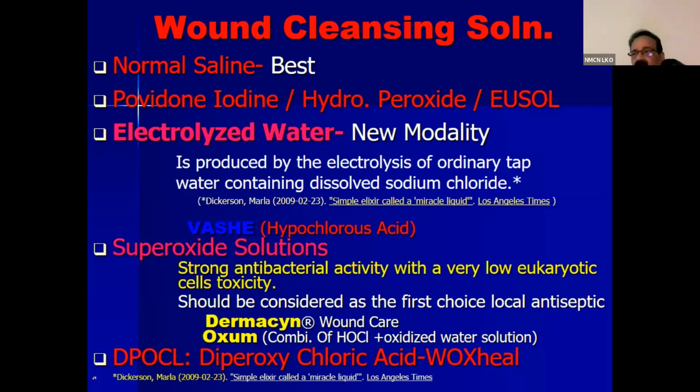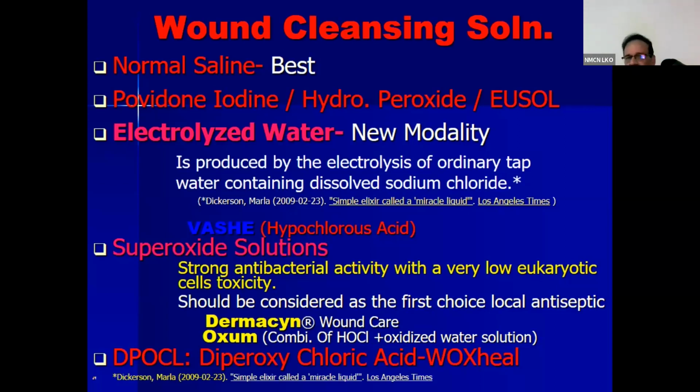So mind it. Don't keep applying betadine every time the patient comes with a diabetic foot ulcer. No. You should wash it with saline. There are specific indications for povidone, hydrogen peroxide, and U-Sol also, which should be followed.